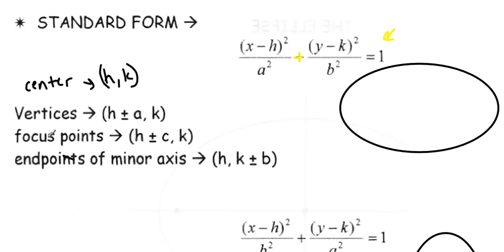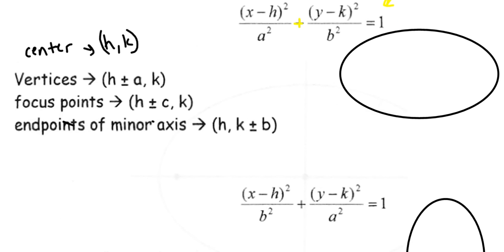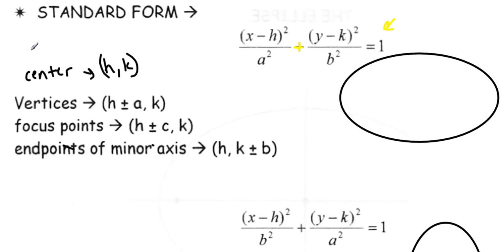The foci have the same y value as the center and the vertices. To find the x-coordinate, we move c to the left or to the right of the center. The endpoints of the minor axis, since the minor axis is perpendicular to the major, have the same x-coordinate as the center, but for the y-coordinate we take k plus or minus b. So that's our horizontal ellipse. Maybe we should write that to the side there. So this is for a horizontal ellipse.